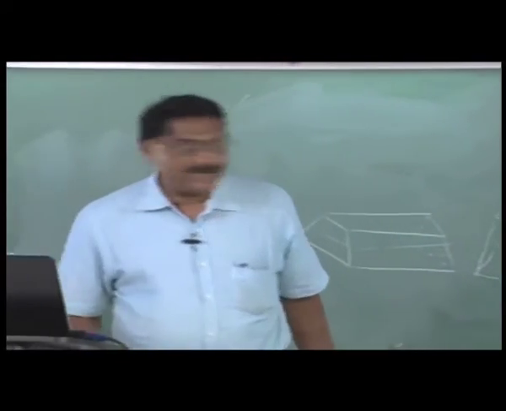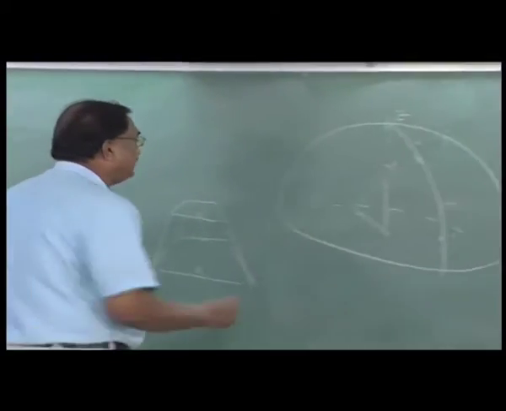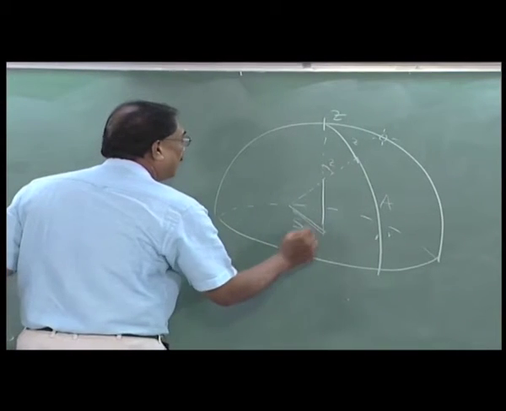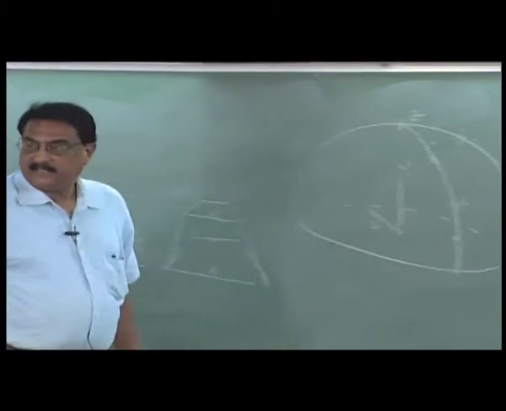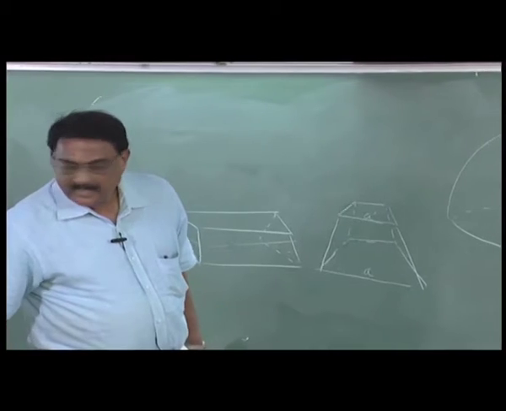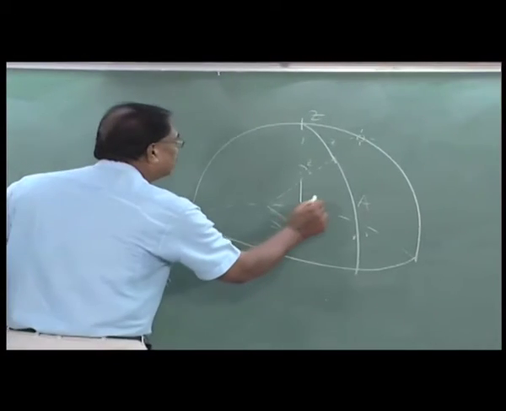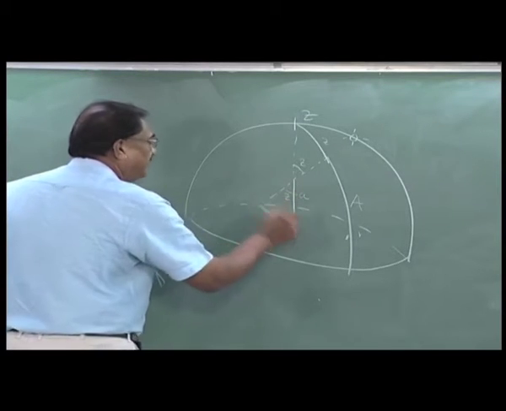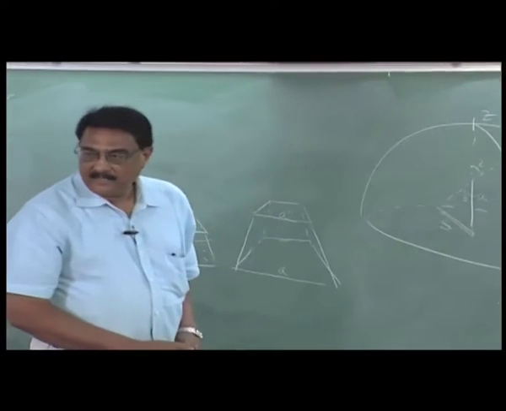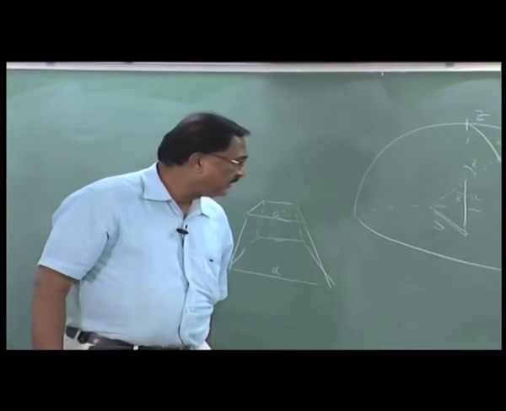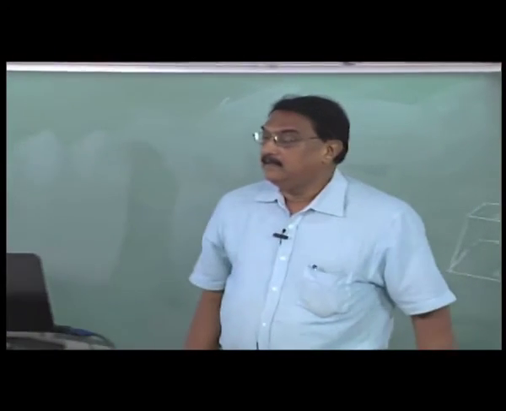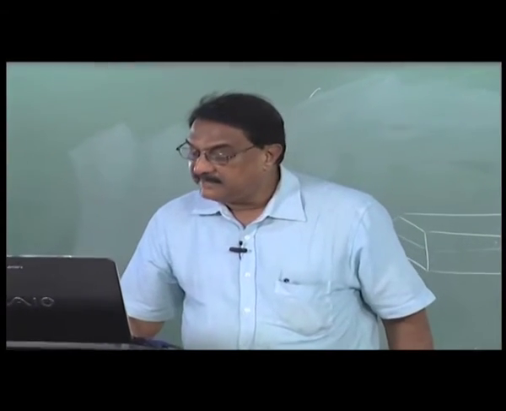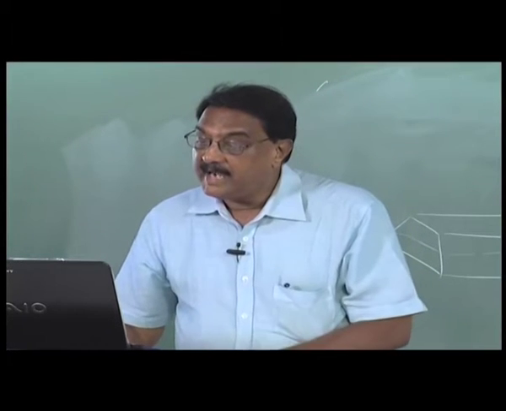So one can see that if S is the shadow and A is the gnomon height, then also Z, so tan Z is S by A. That is the correct result, tan Z or cot A, because A plus Z is 90 degrees, so that is S by A. So this is correct.